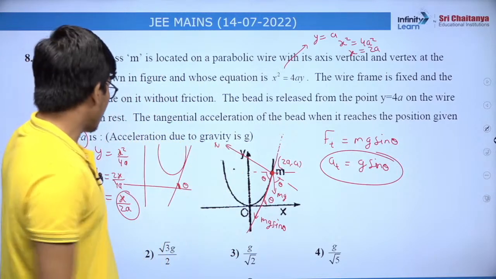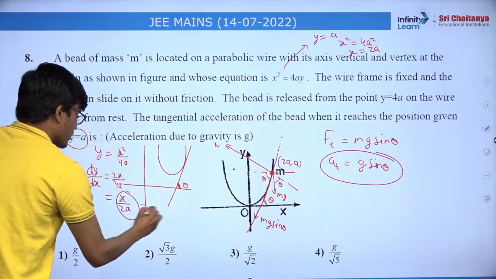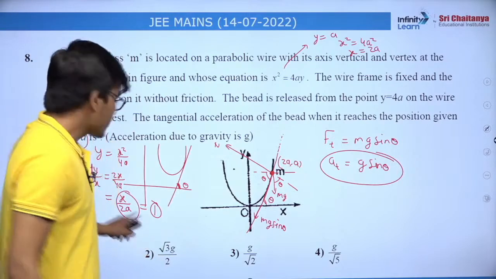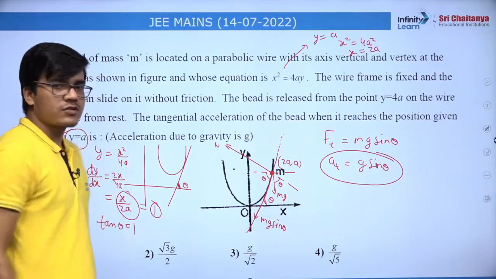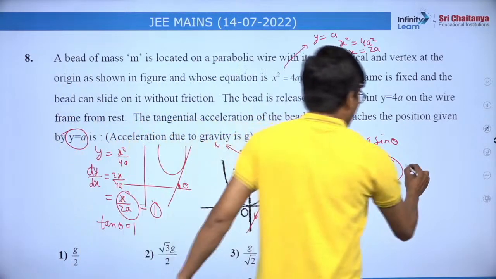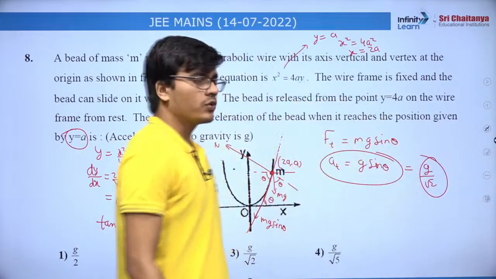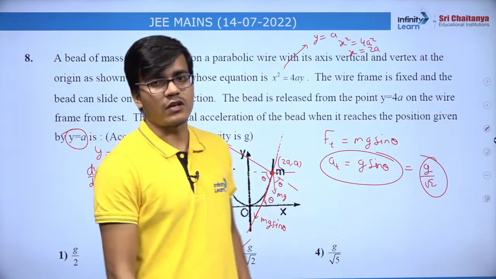So if x is 2a, just put x is 2a here, so you will have slope as 1. Slope means tan theta of the tangent. So theta is 45 degrees, just put here, you will get sine 45 as 1 by root 2. So your tangential acceleration will be g by root 2, that is in the third option.